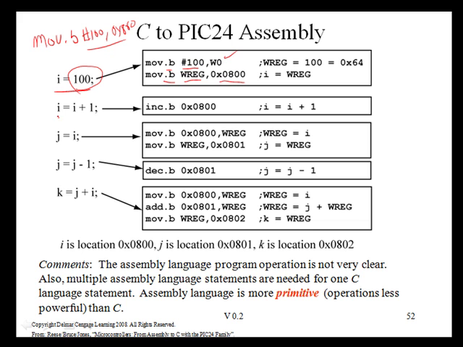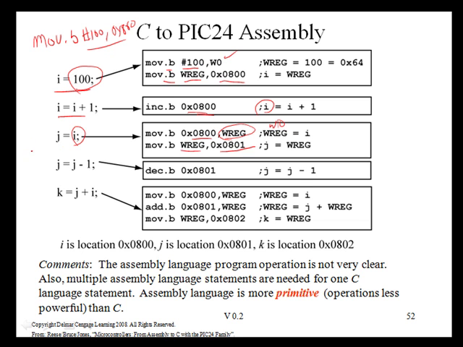Now let's increment I. To increment I, we'll use this form in which we'll say inc.b memory location 800. Recall that this form of the instruction is going to take 800, add 1 to it, and then write the result back in the data memory location. Let's copy I to J. We're going to mov.b the contents of location 800 to WREG, which happens to be W0, and then we're going to copy WREG to location 801.